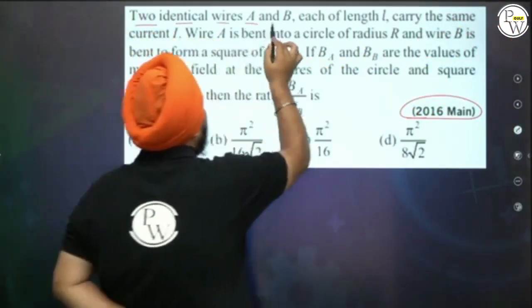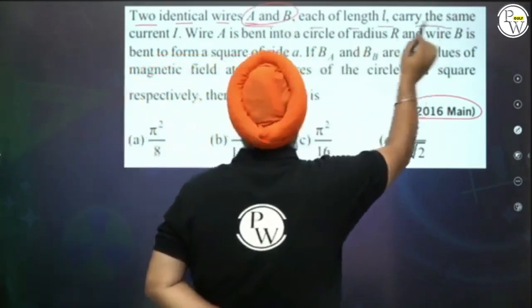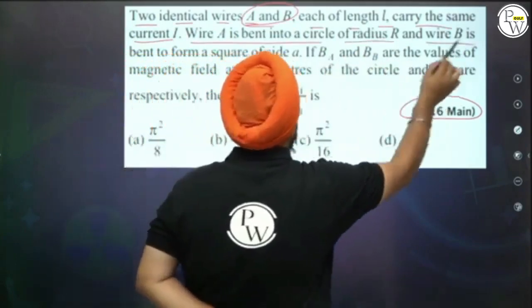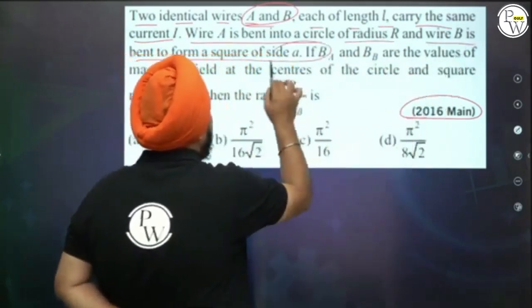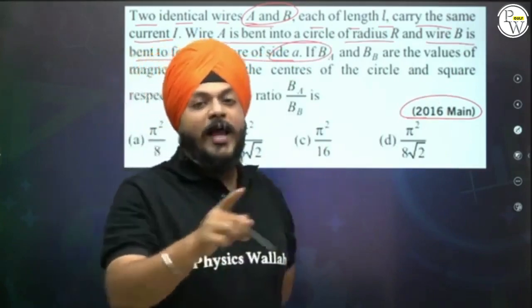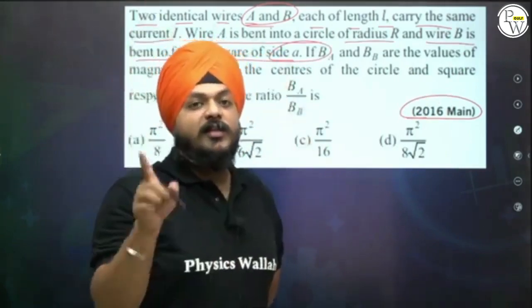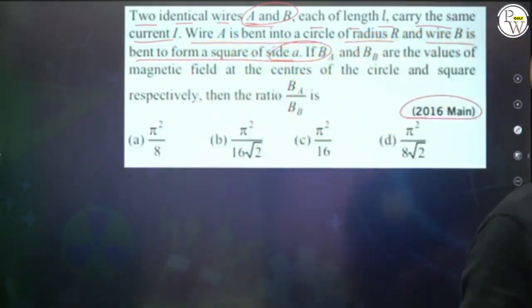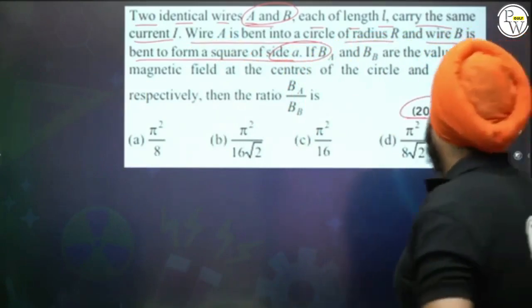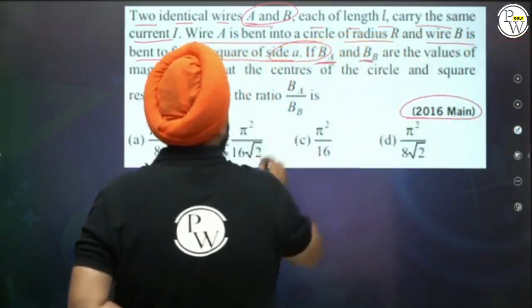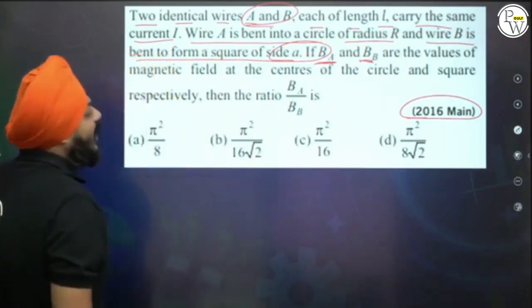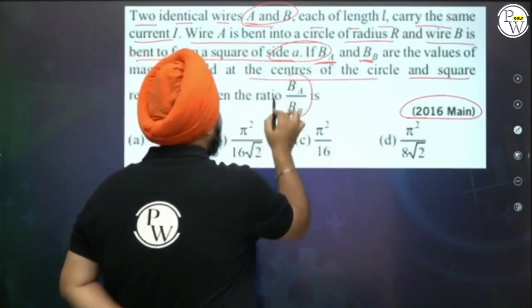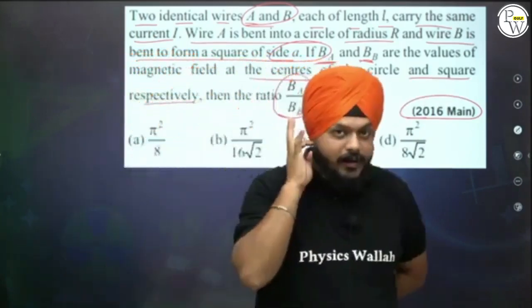Two identical wires A and B, each of length L, carry the current I. Wire A is bent into a circle of radius R and wire B is bent into the form of a square. One wire is bent into the form of a circle, the second wire into the form of a square. If BA and BB are the magnetic field values at the center of the circle and the square, then the ratio of BA by BB will be what?